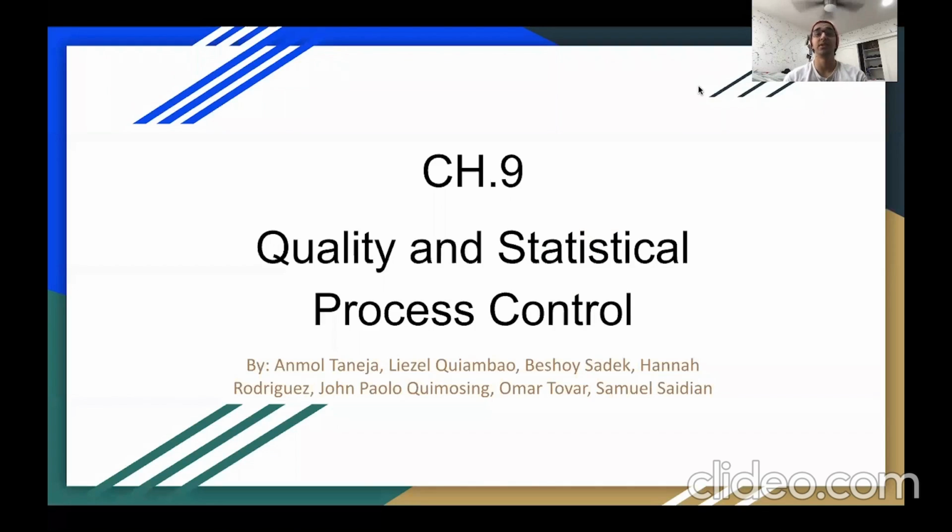Everybody, this is Group 5, and today we'll be discussing Chapter 9, Quality and Statistical Process Control.